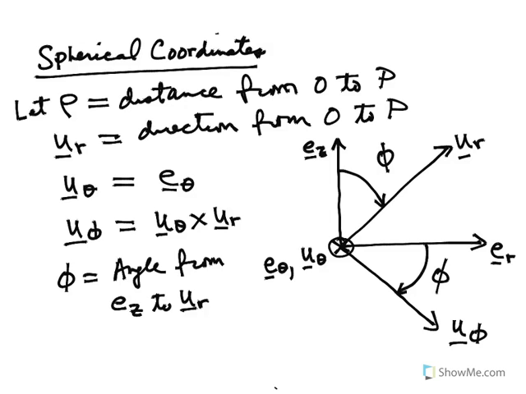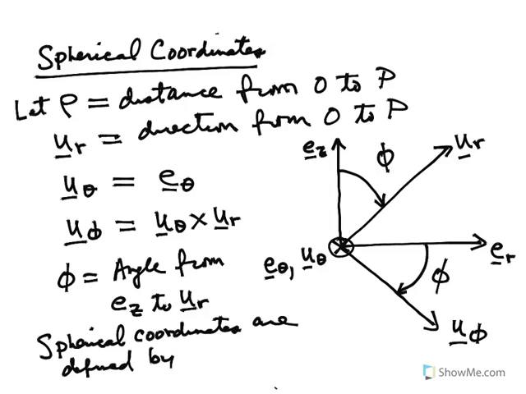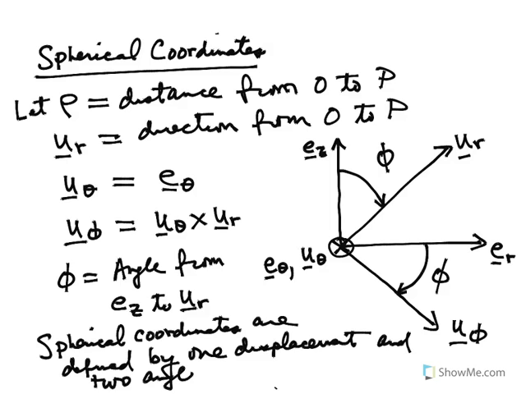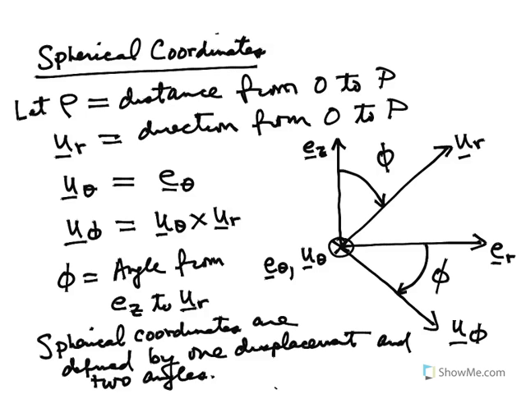Now, again, I can do this early on just to make it a bit clearer. Spherical coordinates are defined by one displacement and two angles. So you'll see that in this particular case, my displacement, rho, is my displacement, and phi and theta are the angles. So I have a spherical coordinate system.